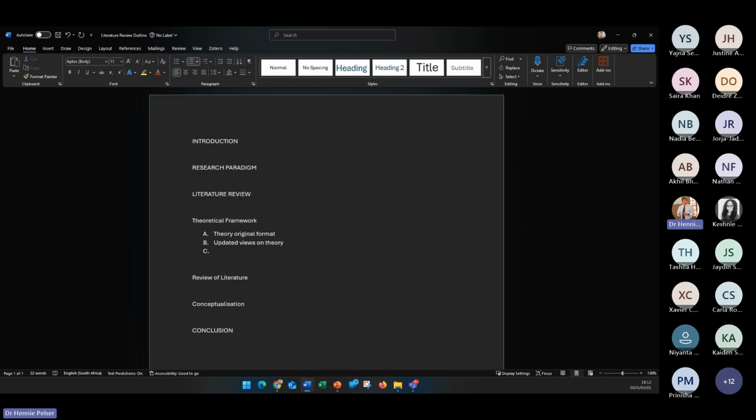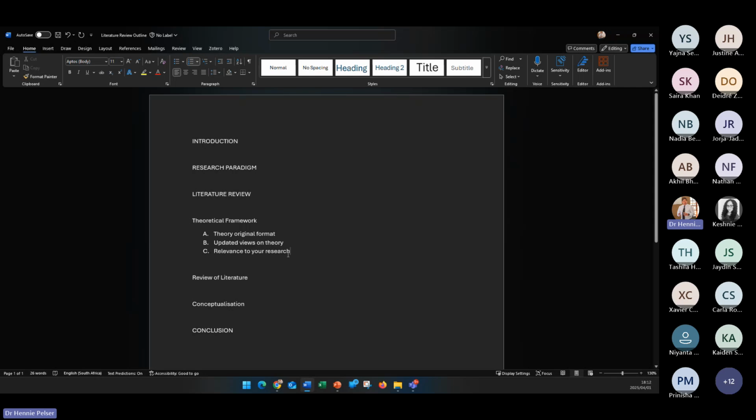And then part C would be the relevance of the theory to your research. So here you will tell us why this is the theory you've selected to frame your research. Get into that habit. Please don't go and write A, B, and C, guys. That's me just being procedurized, but have a paragraph that looks at the original. Spend time on a separate paragraph looking at updated views, and then also look at the relevance to your research.